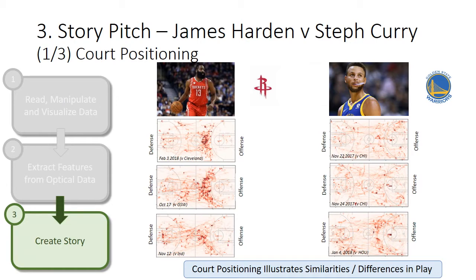The first was court positioning. From this data, it's very easy and straightforward to understand where these 2 players find themselves on the court. It's a really interesting contrast. On the left, you can see James Harden, especially on the offensive side, tends to hang out around the 3-point line, and it's very nicely centered in most cases, at least for the 3 games I showed here.